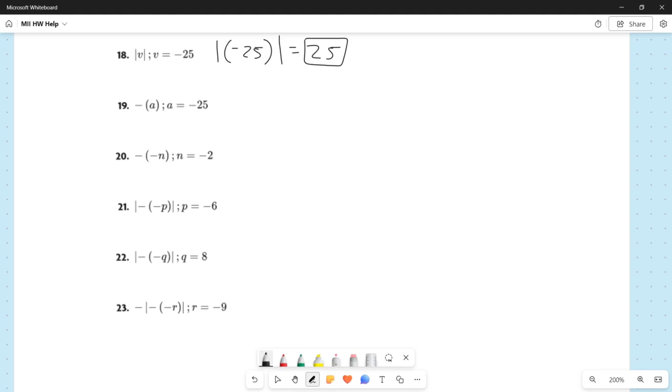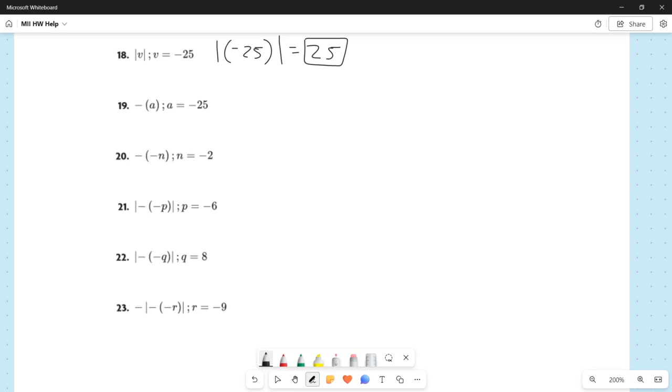19. For 19, our expression is negative parentheses a. I'll tell you right now, for 19 and also 20, it's a little redundant in terms of the parentheses, and they're not strictly necessary. So 19 might initially look a little bit more complicated than it needs to be, but I'm going to do it anyway because I think that introducing parentheses when you plug something in is important, even though in this case, well, you'll see.